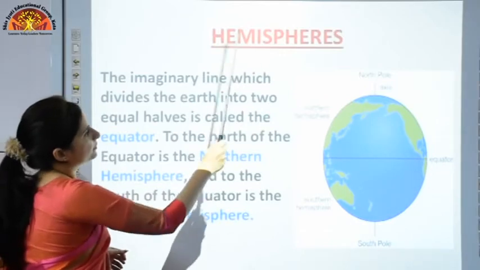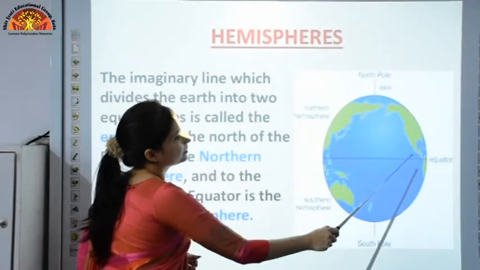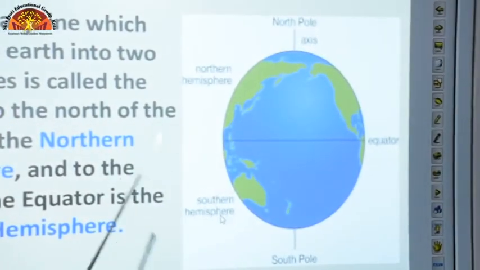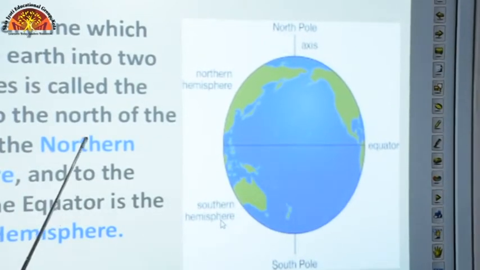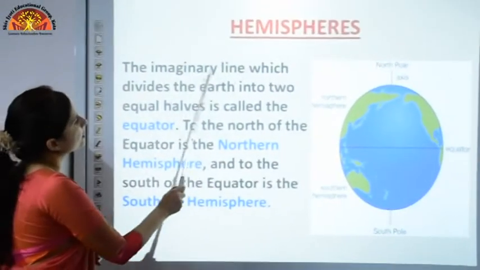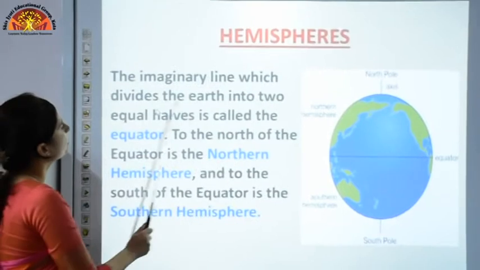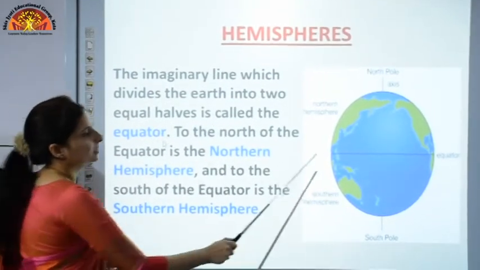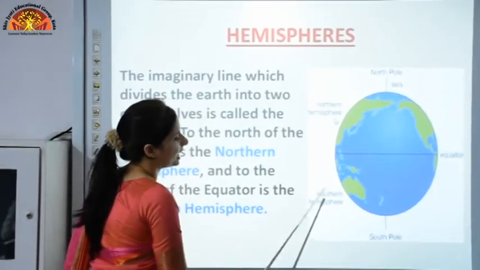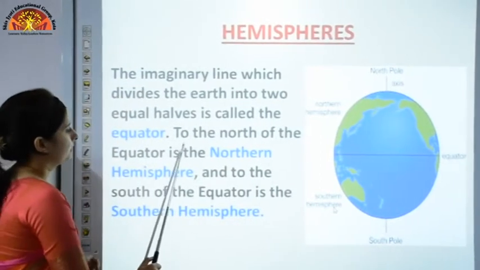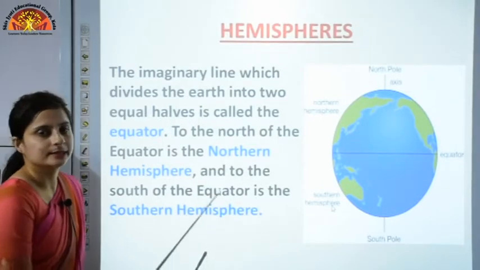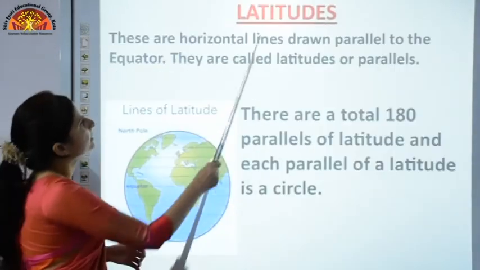Now we'll talk about hemispheres. You all know that the equator divides the earth into two equal halves, that is the northern hemisphere and the southern hemisphere. You can also underline this in your book, page number 2, under the heading the northern and the southern hemispheres. Underline: the imaginary line which divides the earth into two equal halves is called the equator. Here you can see the equator dividing the earth into the northern hemisphere and the southern hemisphere. To the north of the equator is the northern hemisphere and to the south of the equator is the southern hemisphere.